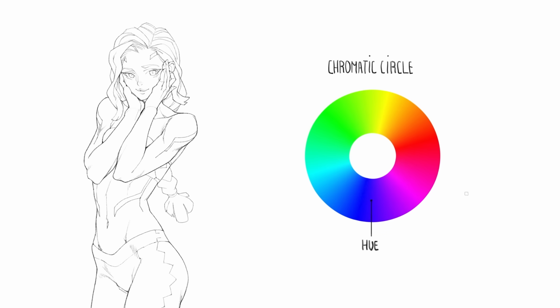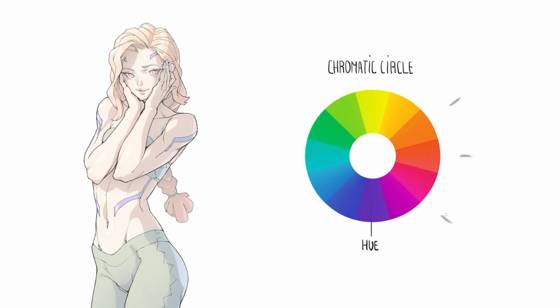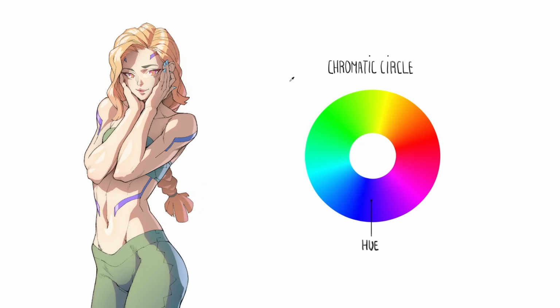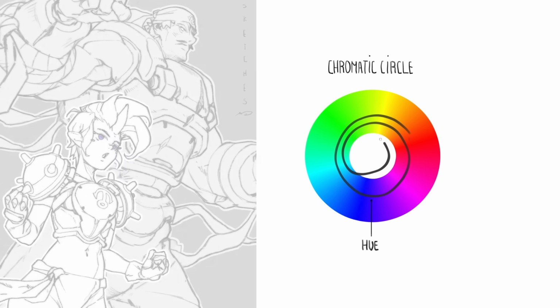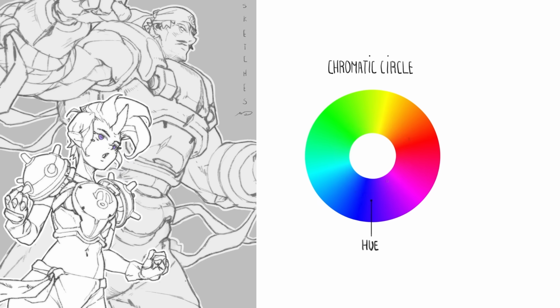This is the chromatic circle, and it's specific to the colors of light for digital art. Pigment colors have their own chromatic circle, and it's slightly different. Now, here we have all of the colors of the rainbow. This is what white light is made out of. You add all of these together, and, well, you get the color white.